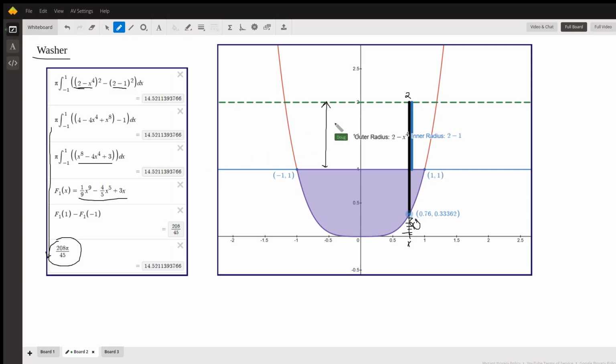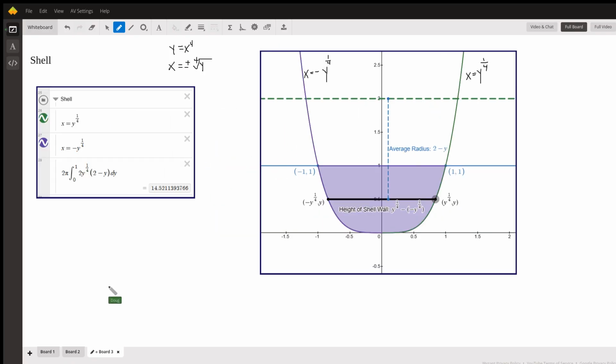Okay. For the shell method, we need our shells to be parallel to the axis of revolution, which means we've got to go through this process right here. If y equals x to the fourth, then x is plus or minus the fourth root of y. So this half of the curve is x equals minus the fourth root of y, and this curve is x equals the positive fourth root of y.